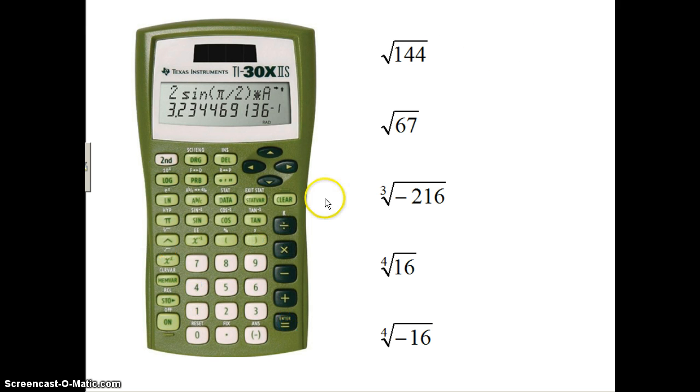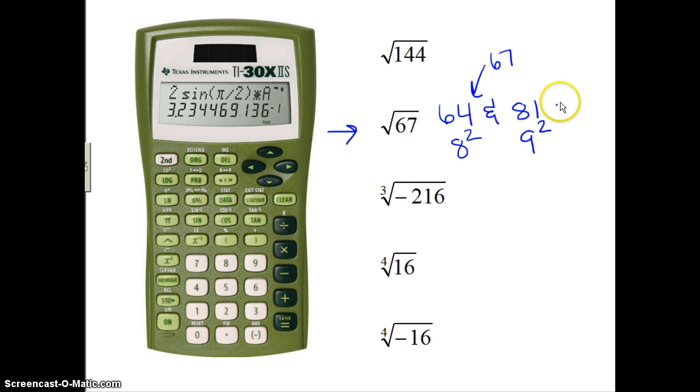All right, let's look at the next one, square root 67. Let's approximate this before we actually find its value. 67 is between 64 and 81. 64 is 8 squared, 81 is 9 squared. 67 is closer to 64 than it is to 81. It's really close to 64. So I'm going to approximate that this is about 8.1.